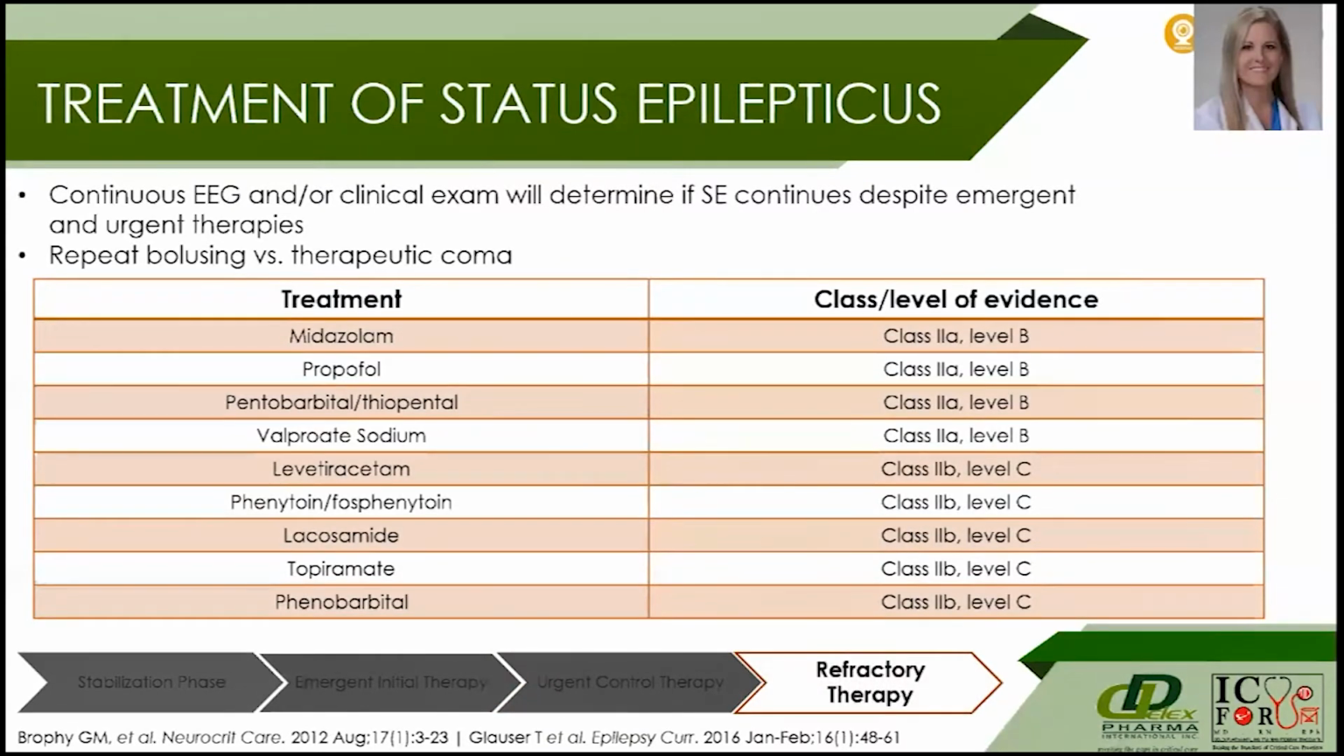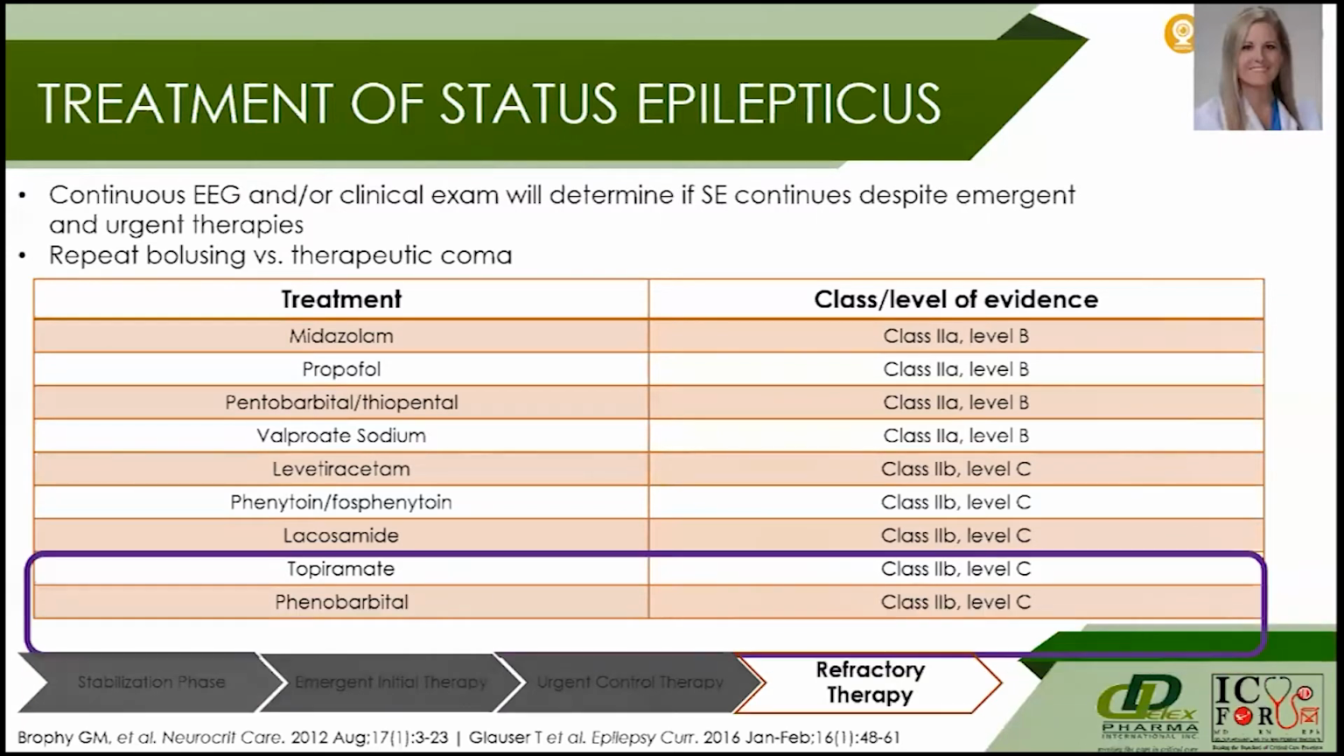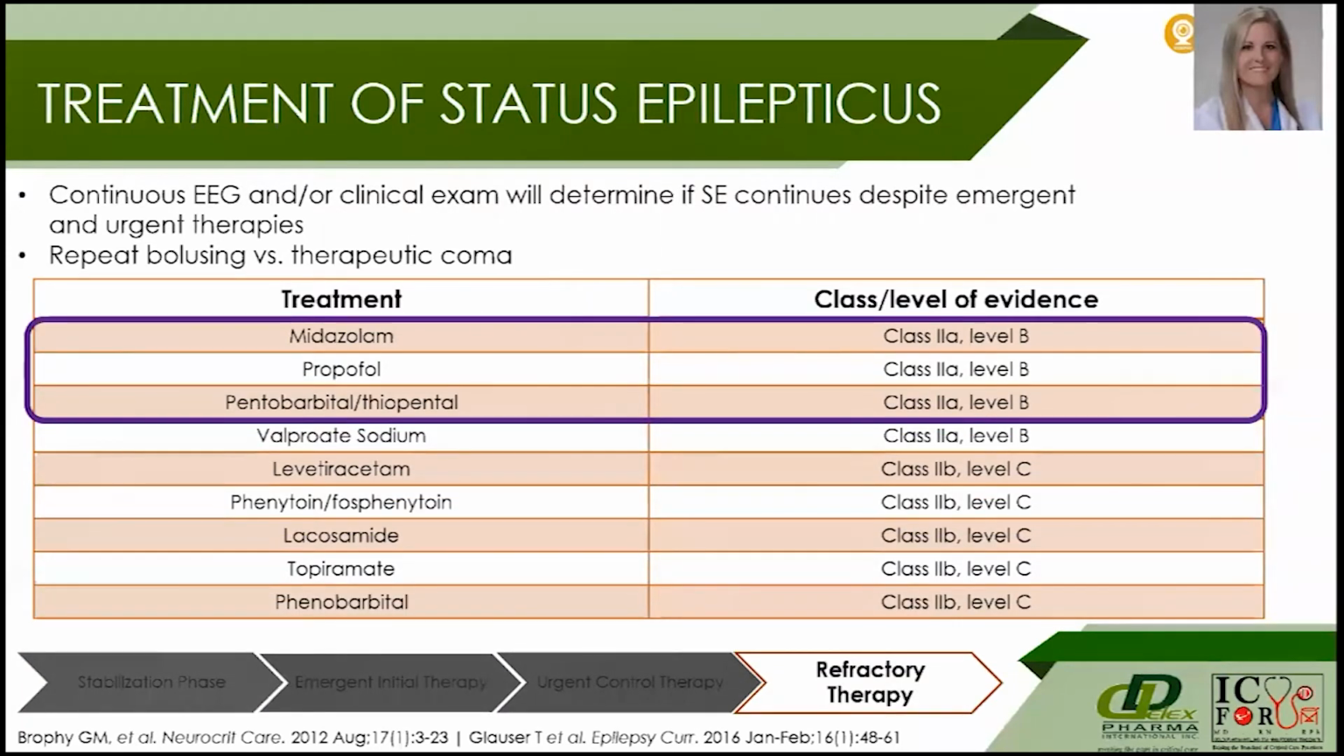So as we move on to the refractory therapy phase, this is where we will focus the majority of our presentation time. So it's a good idea to place continuous EEG monitoring at this point if it's available in your hospital, because we still need to determine if the status epilepticus is continuing despite our previous therapies. Again, not all patients are going to exhibit the physical symptoms. This is also where we think about if we're going to repeat bolusing of the agents that we already have on board, or if we're going to dive into therapeutic comas. For the purposes of the remainder of this presentation, we'll focus on therapeutic coma with midazolam, propofol, and pentobarbital.